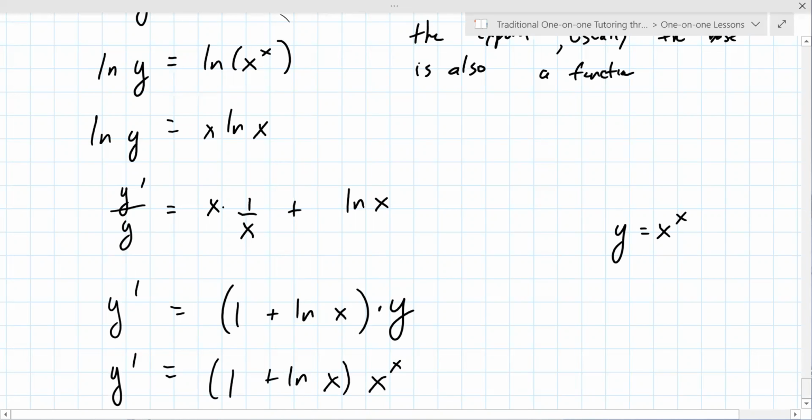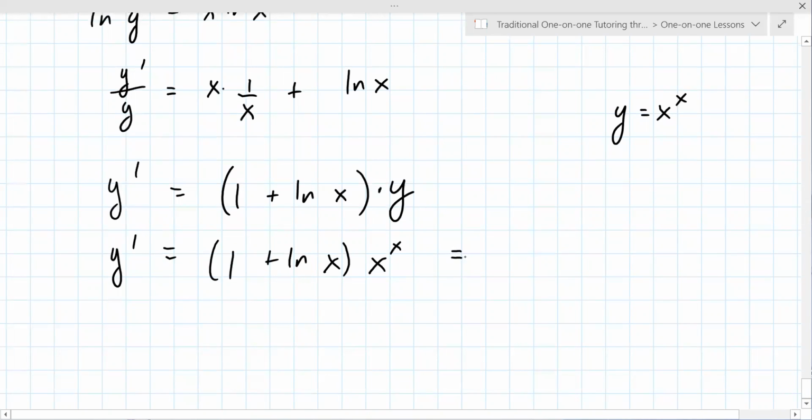And so they could ask you, where is the horizontal tangent, where does this equal 0? Well, x to the x actually never equals 0 because you can't have 0 to the 0 there. But you can set the inside part equal to 0, and you get x equals e to the minus 1 for that.